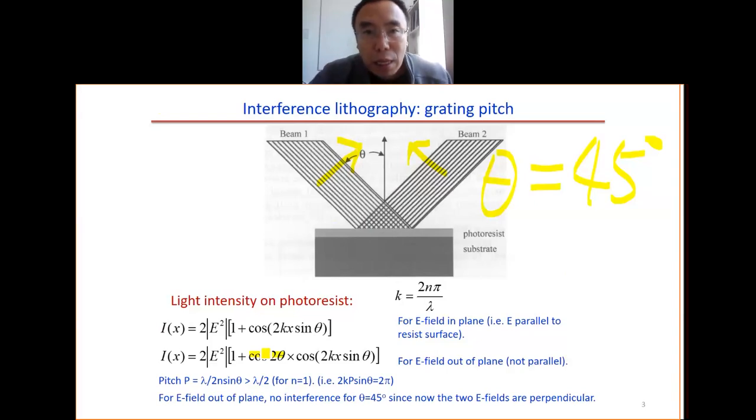This makes sense because when theta equals 45 degrees, it is something like this. So this one is parallel to this one. You can see this E field and this E field are perpendicular to each other. You know, when two vectors are perpendicular to each other, they will not interfere. We also call them orthogonal. They are orthogonal to each other.